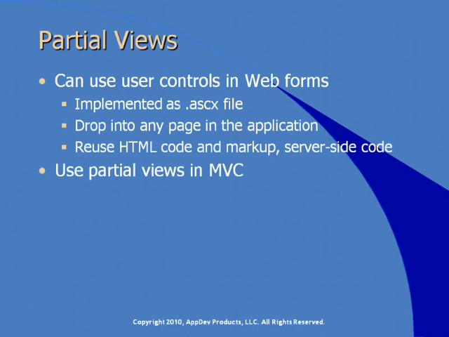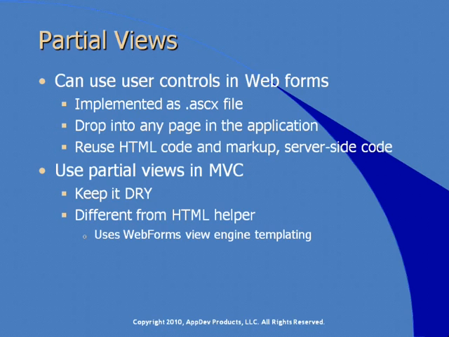An MVC application has the same kind of feature, which is called a partial view. This supports MVC's principle of keeping things DRY: Don't Repeat Yourself. A partial view is different from an HTML helper in that it uses the default Web Form View Engine's templating feature, which is implemented in an ASCX user control file. So it's going to look an awful lot like a Web Forms user control, but it's actually quite different.